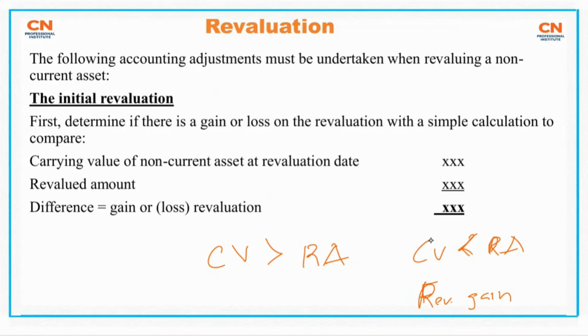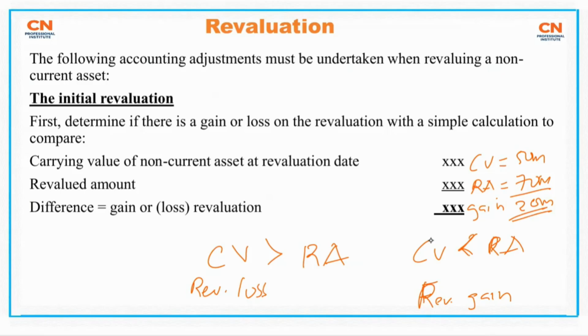Don't forget that. For example, if the current value is 50 million, then the revalued amount is 70 million. Yeah, there's a gain of what? 20 million. All right. There's a revaluation gain of 20 million. So don't forget that we get revaluation gain when the revalued amount or the fair value is greater than the current value. And then when the revalued amount is less than the current value, or the current value is rather more than the revalued amount, then we have what?